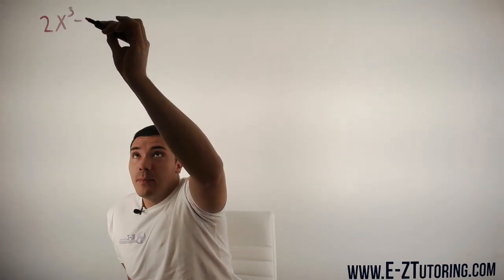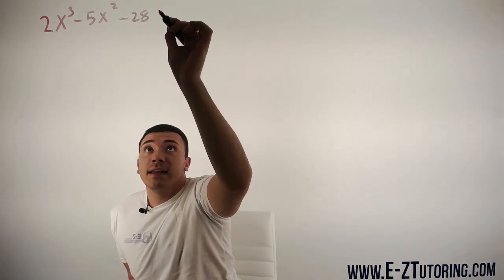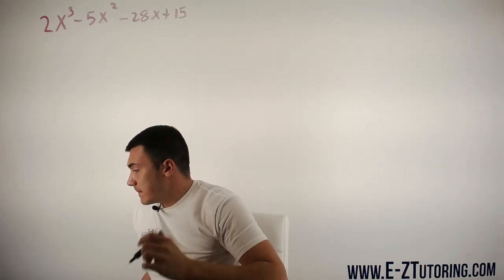Today we're going to cover how to factor using synthetic division. So in this video we're going to cover a number of things. We're going to cover synthetic division, possible zeros using P over Q, and then setting it up in a factored form. Alright, so let's suppose we have the function 2x cubed minus 5x squared minus 28x plus 15.